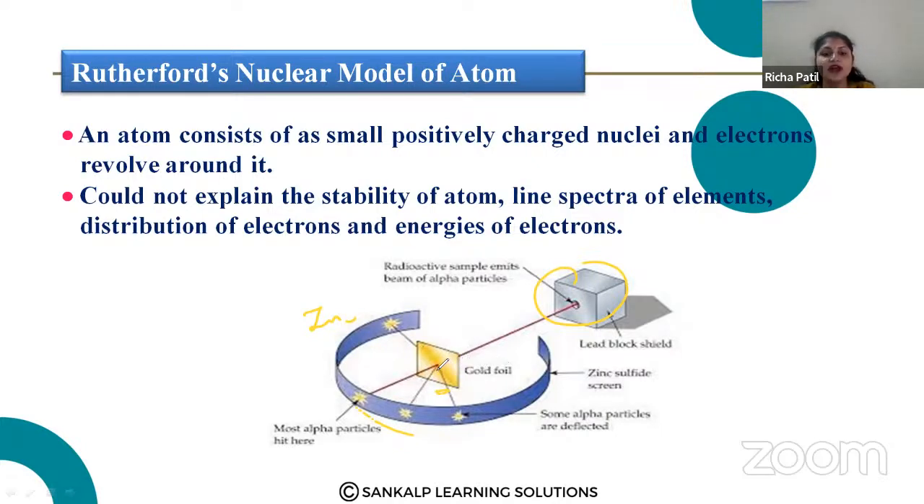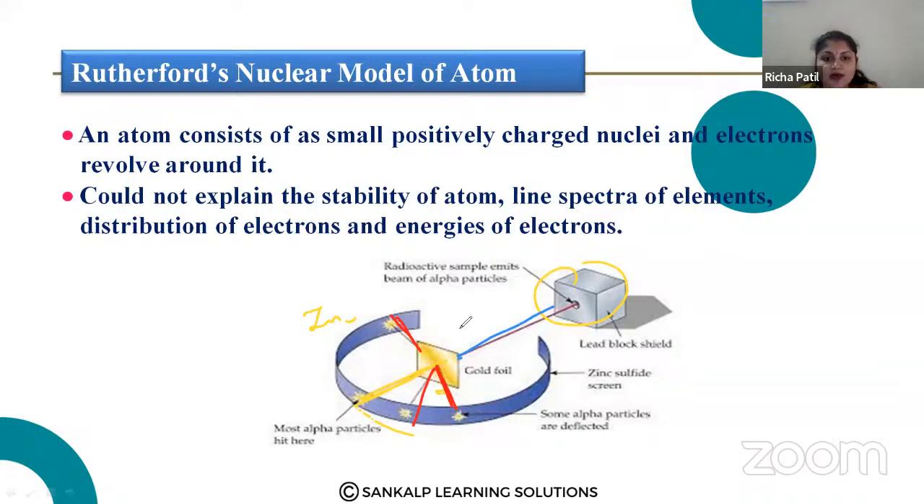What was the observation? Most of the alpha particles went through the gold foil. Some of the alpha particles got deviated, reflected by some angle. I'm just drawing them in other colors. Most went through the foil, some got deviated, and only a few alpha particles, when bombarded on the gold foil, bounced back.